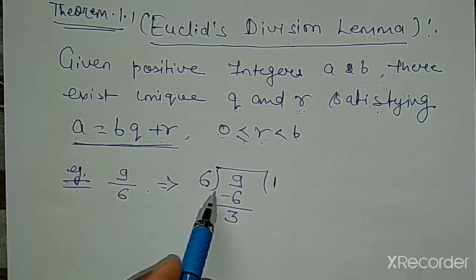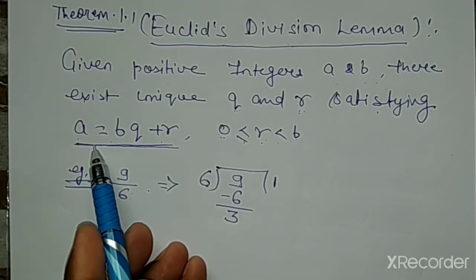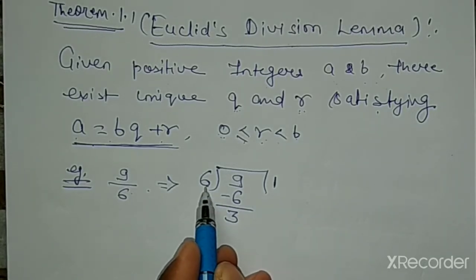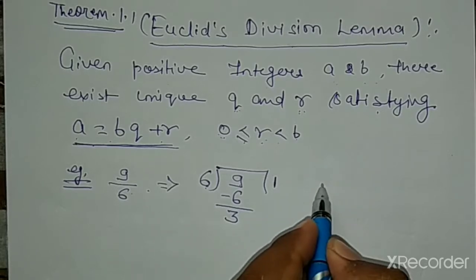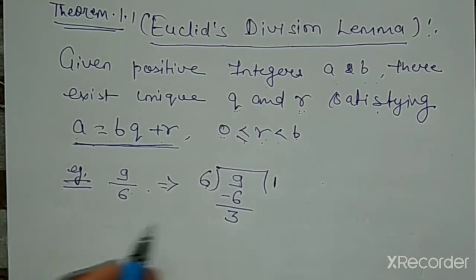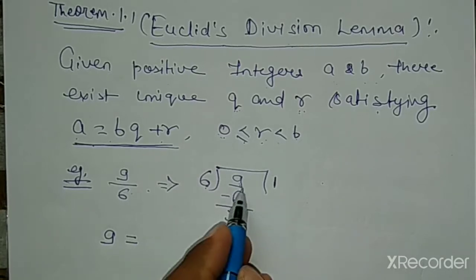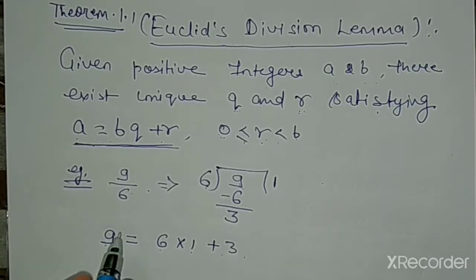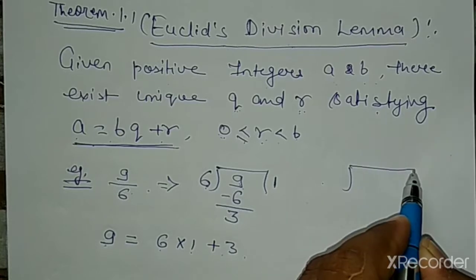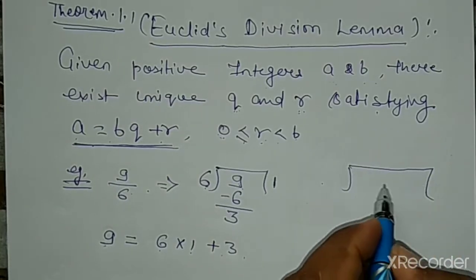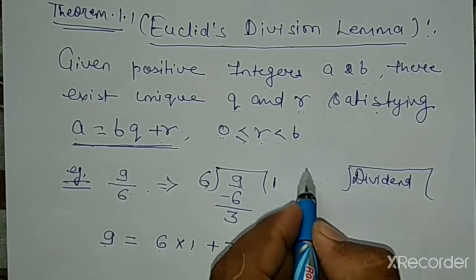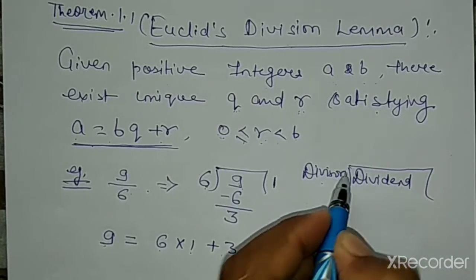If we write this in the statement of Euclid division lemma, we can write 9 = 6 × 1 + 3. 6 ones are 6, plus 3, that is 9. These are the terms: that is your dividend, and that is your divisor.